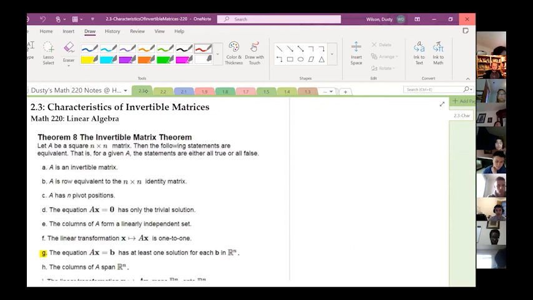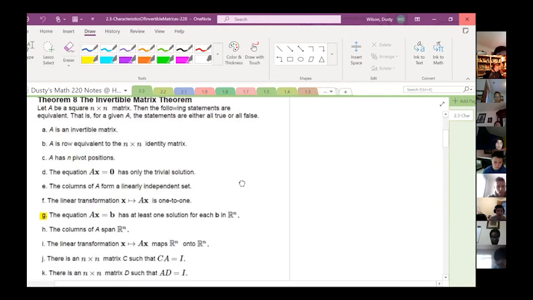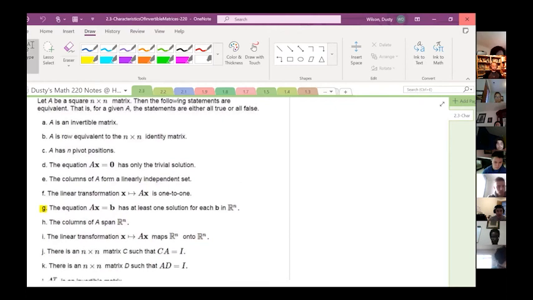All right, let's begin talking about characteristics of invertible matrices as outlined in Section 2.3. So we're talking about characteristics of invertible matrices, and we have a list here of equivalent statements. It says let A be a square n by n matrix, then the following statements are equivalent. That is, for a given A, the statements are either all true or all false.